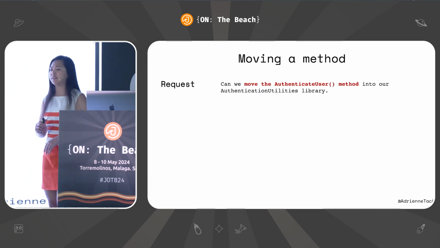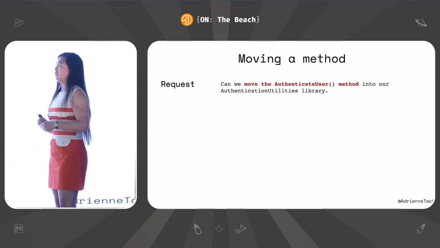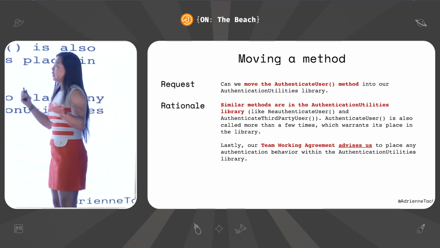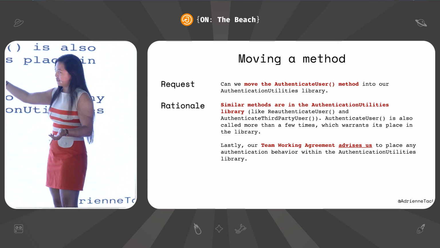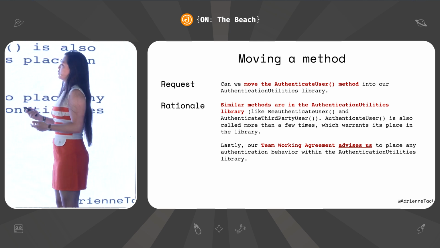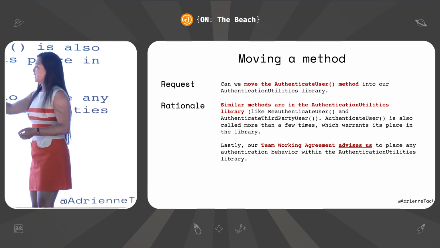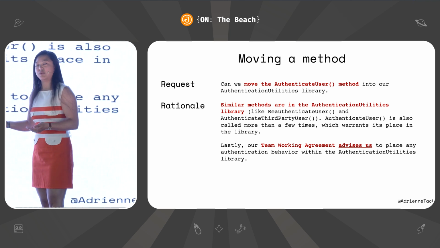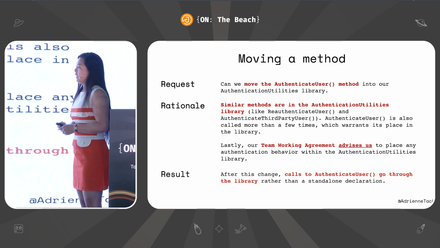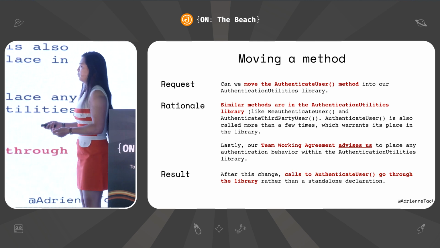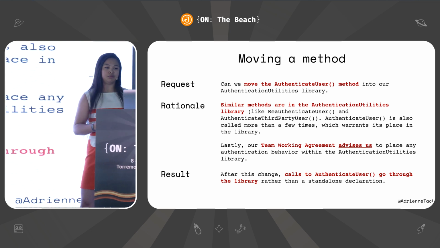So as an example, if you want them to move a method, request: can we move this authenticate user method into our authentication utilities library? Why? Well, we have similar methods that are already in that library. Justification 1, justification 2. Also, this is used more than a few times, which warrants its place in the library. Lastly, we have a team working agreement that says this is what we do with these kinds of functions or methods, so we move it into that library. So the result: after this change, we want to make sure all of the calls to authenticate user are in this library rather than a standalone.